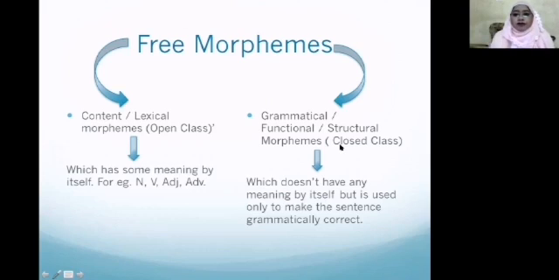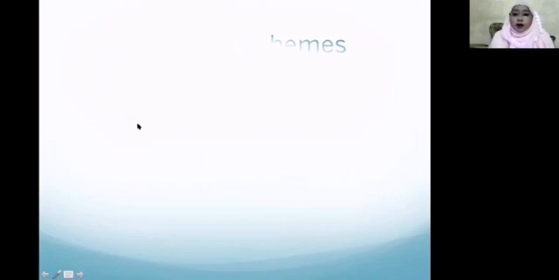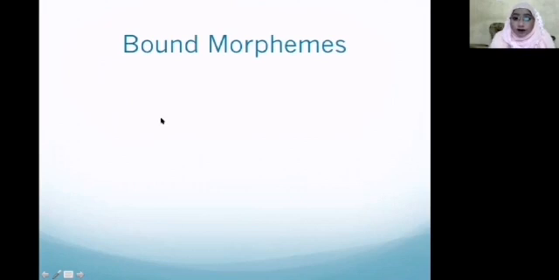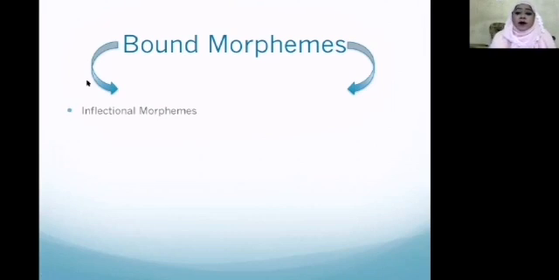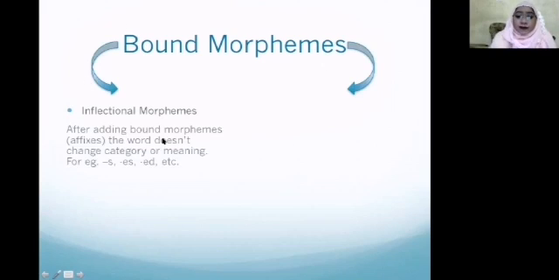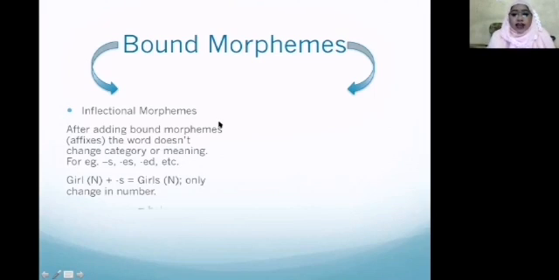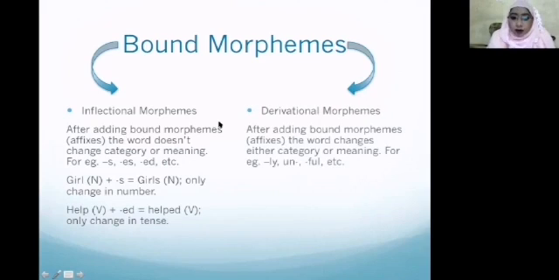Now, this was about free morpheme. So free morpheme is divided into lexical and grammatical morpheme. Now we will see bound morpheme. As I say, there are many bound morphemes, which include s, es, ed, ing. There are a number of bound morphemes. Now, these bound morphemes are divided into two categories. One is called inflectional morphemes, and the other is called derivational morphemes.